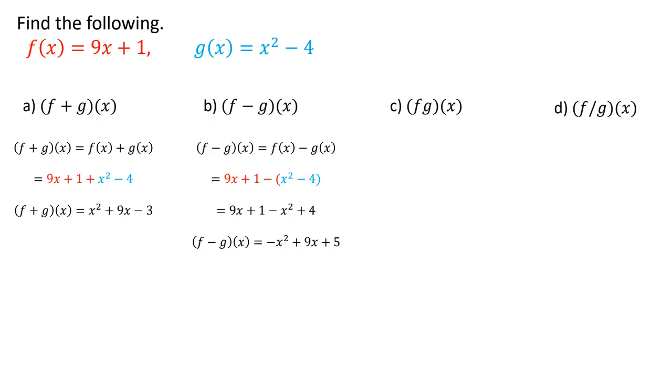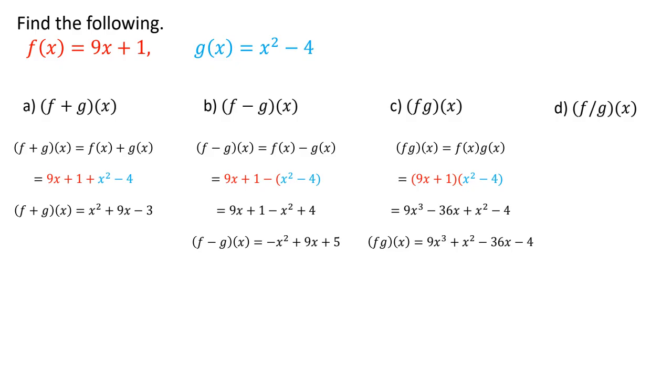Then let's do C. What they want me to do is fg of x. What they're really telling me is they want me to multiply function f with function g. So let me rewrite this as what they want me to do. They want me to multiply f of x with g of x. So I have them here. The red one, 9x plus 1, is f. The x squared minus 4 is the function g. And to simplify this, we're going to do FOIL. The 9x needs to be multiplied to the x squared, and to the negative 4, which gives me 9x cubed minus 36x.